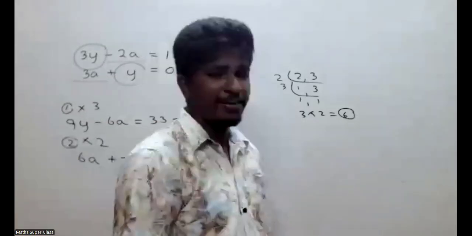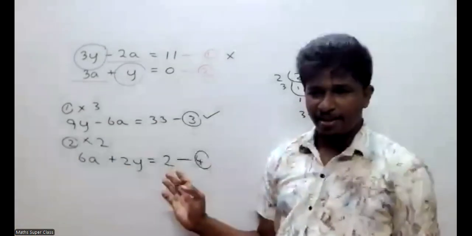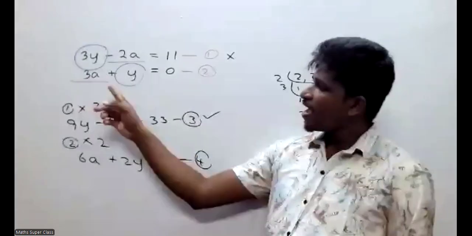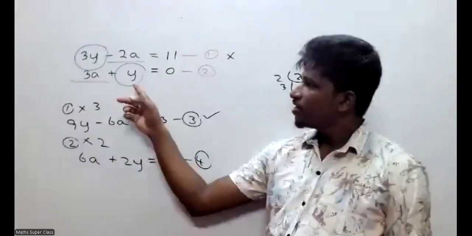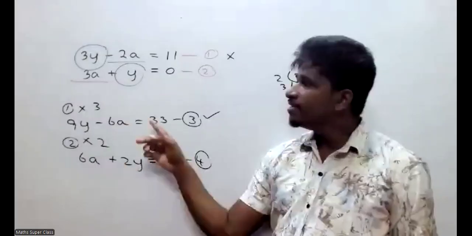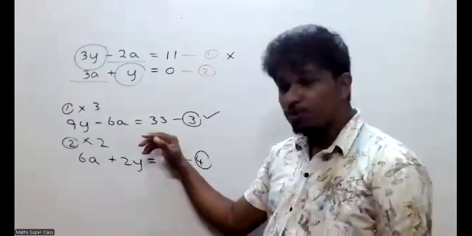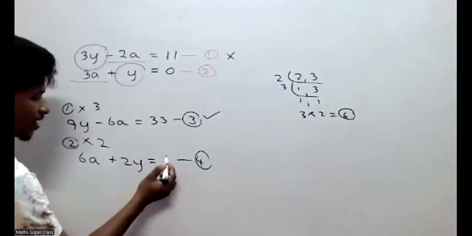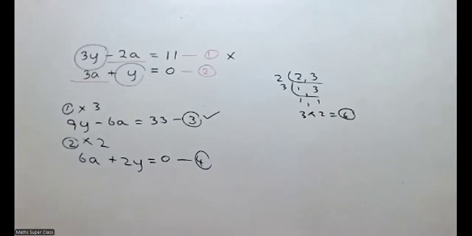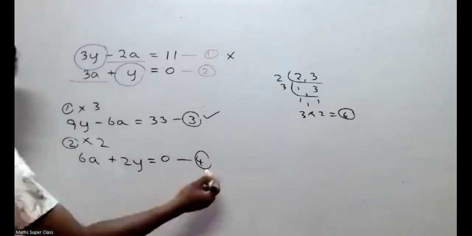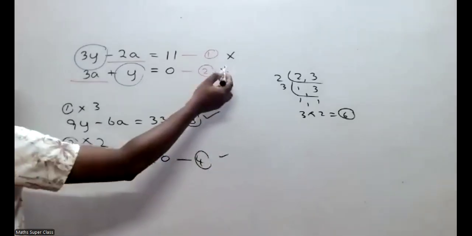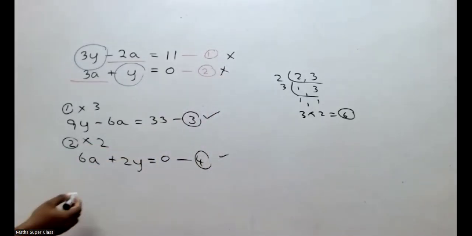Some students are writing like this. Can we write like this? 3a into 2, 6a. Y into 2, 2y. Is that 0 into 2 plus 2? No, 0 into 2 means 0. Okay? 0 into 5 means 0. If we multiply any number by 0, what happened? The final answer must be 0. Okay? Now, second one also no need. Nitish, we just derived that fourth one.